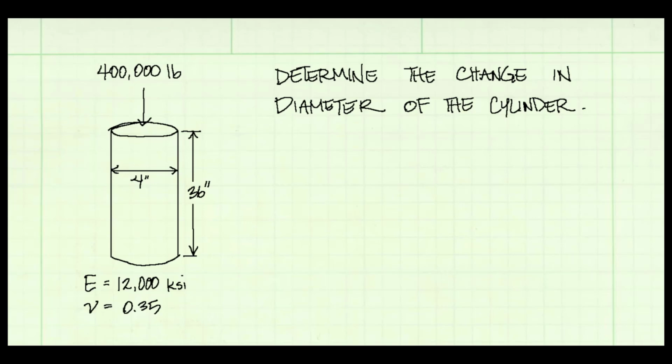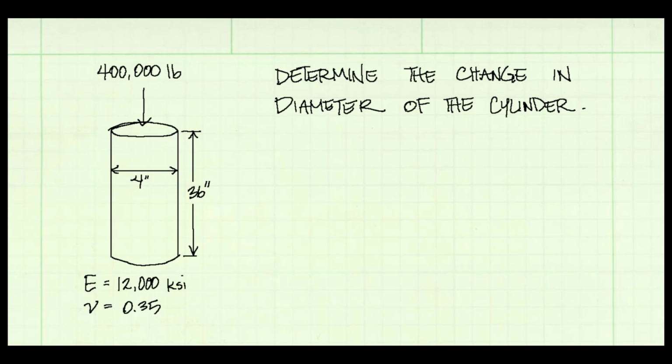Here's a problem where we will use Poisson's ratio. It says, determine the change in diameter of the cylinder. And we have the same cylinder we looked at before, 36 inches tall, 4 inches in diameter, and a 400,000 pound load is being applied. We're also given two material properties, E, the modulus of elasticity, 12,000 ksi, and nu, Poisson's ratio, 0.35.